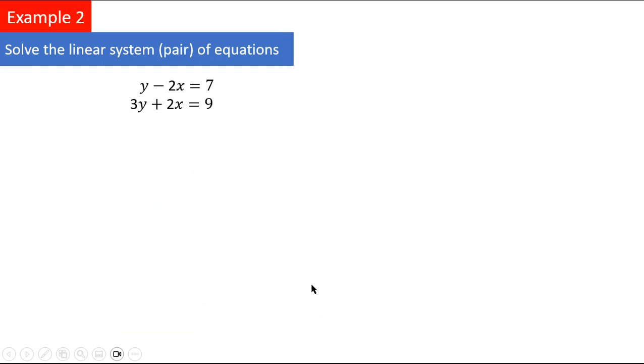Example number 2. Now, when you look at this example, you see that it's inviting you to do elimination, see, because these two are the same.